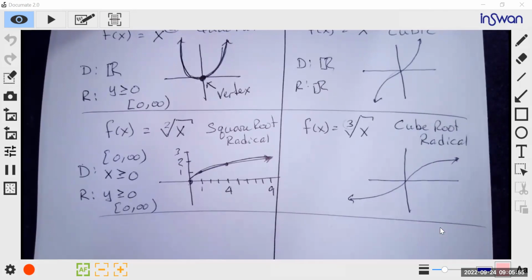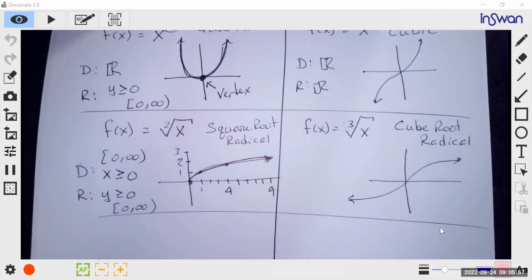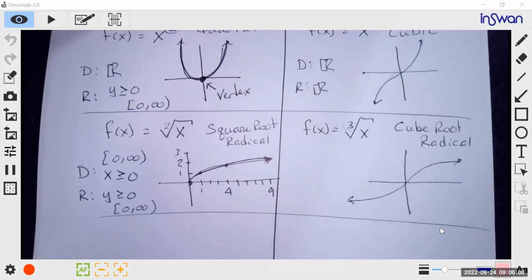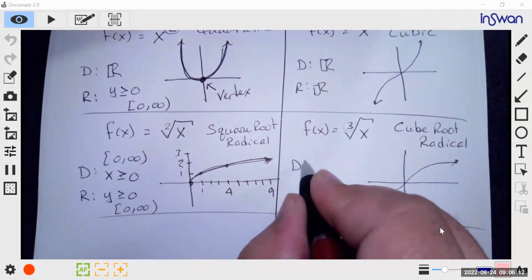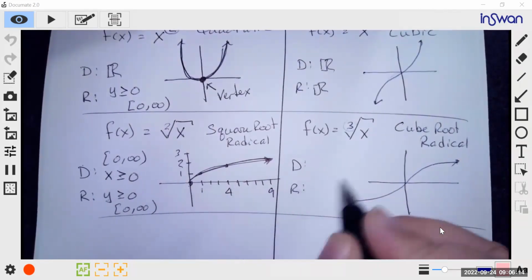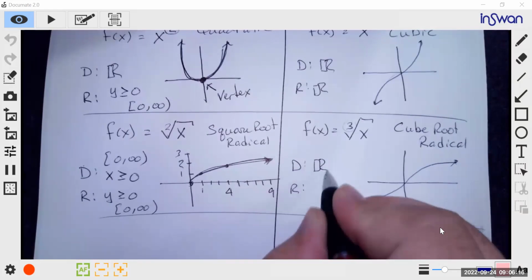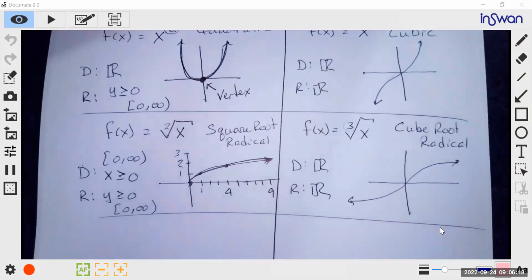So there's a graph. The domain and the range are the same. It's all real numbers.